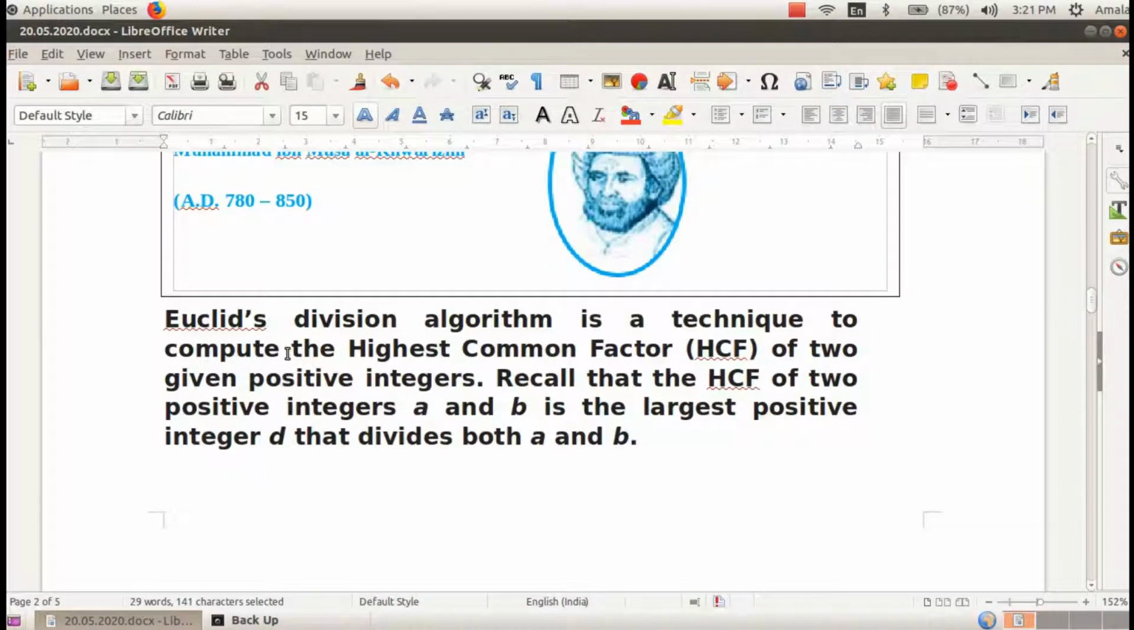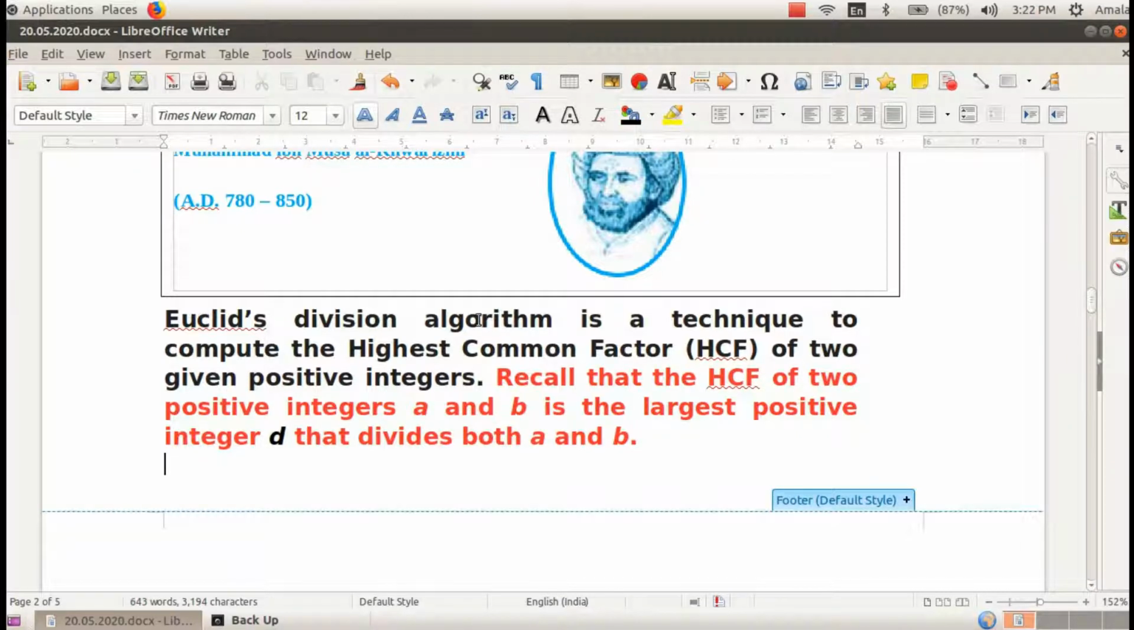Euclid's division algorithm is a technique to compute the highest common factor of two given positive integers. Recall that the HCF of two positive integers a and b is the largest positive integer d that divides both a and b.